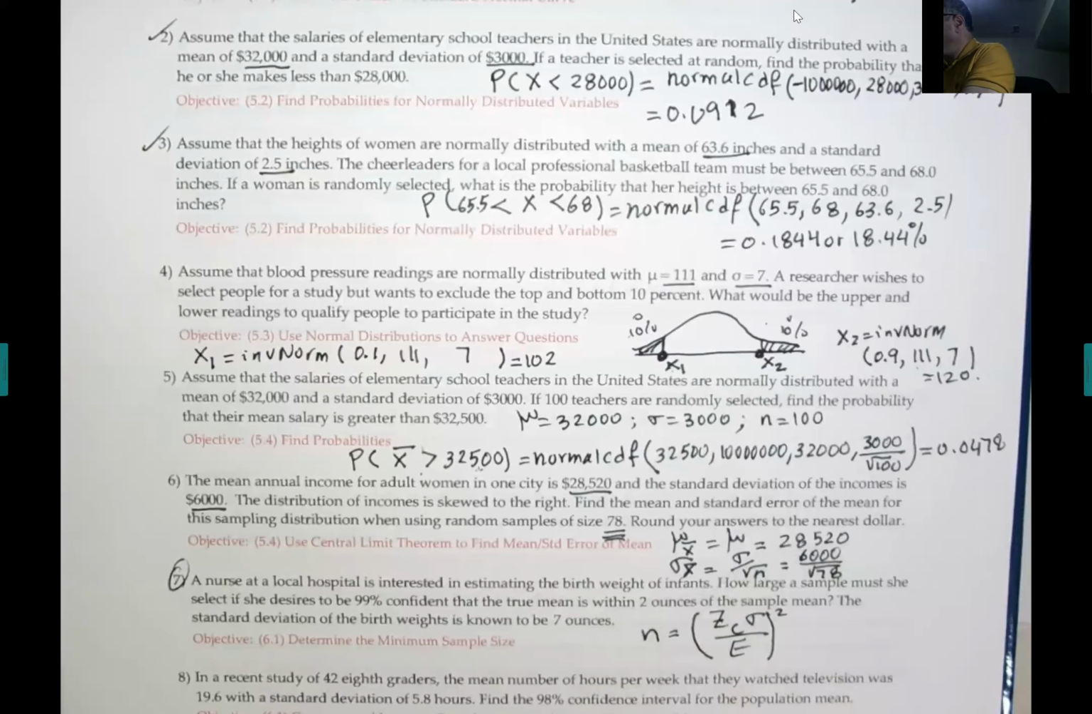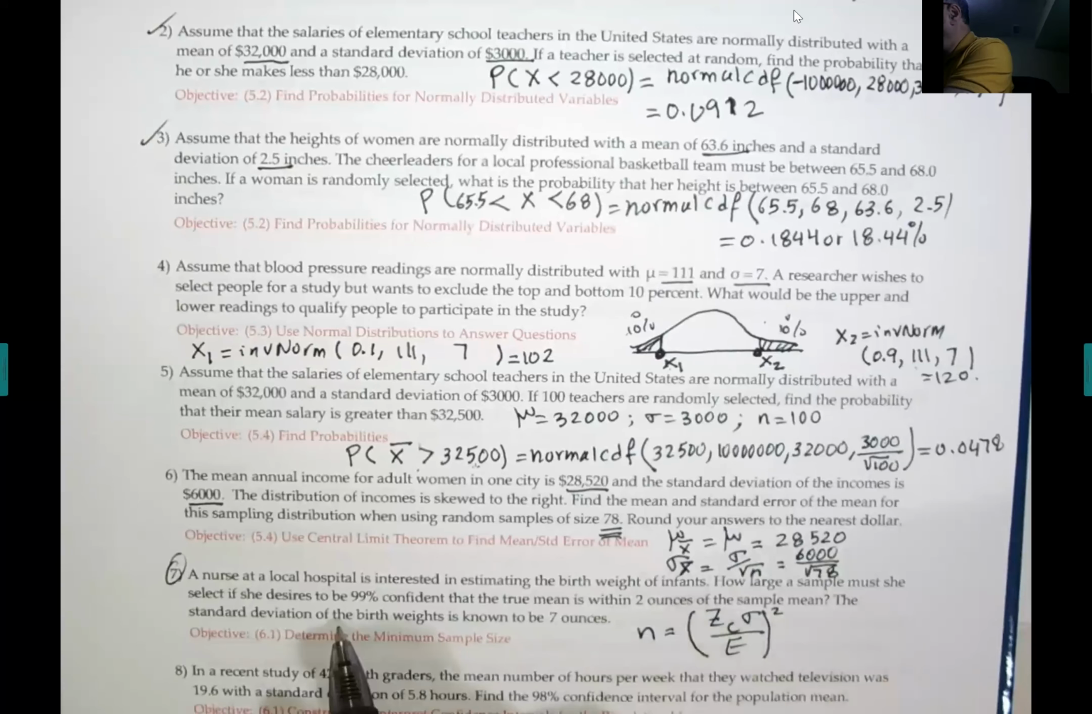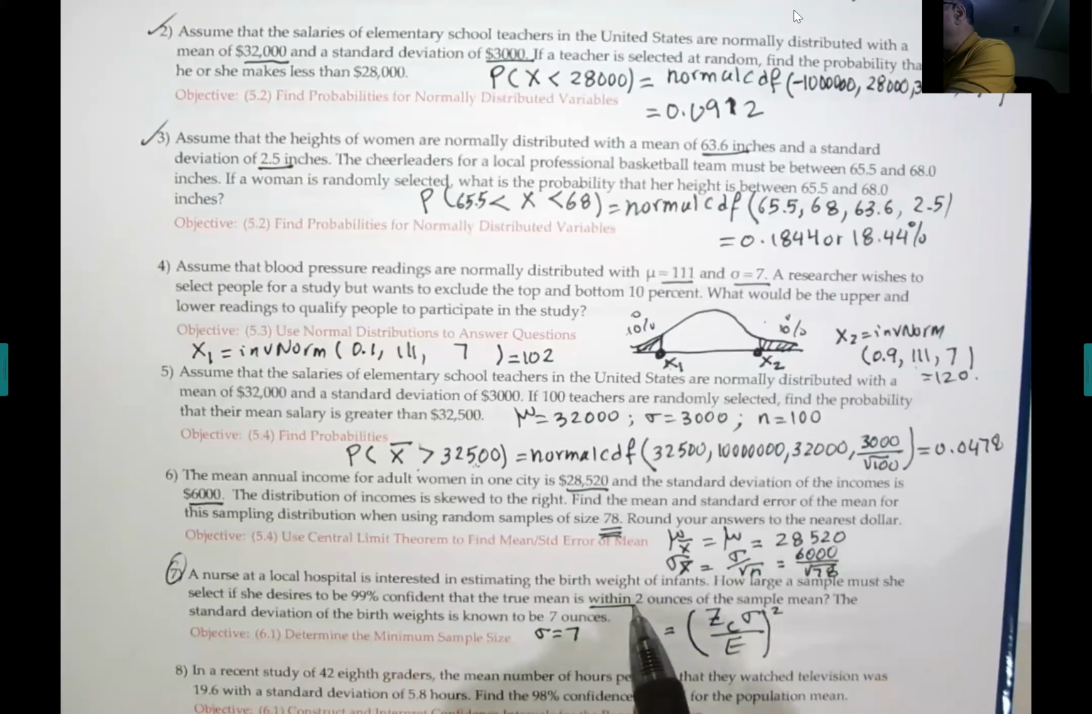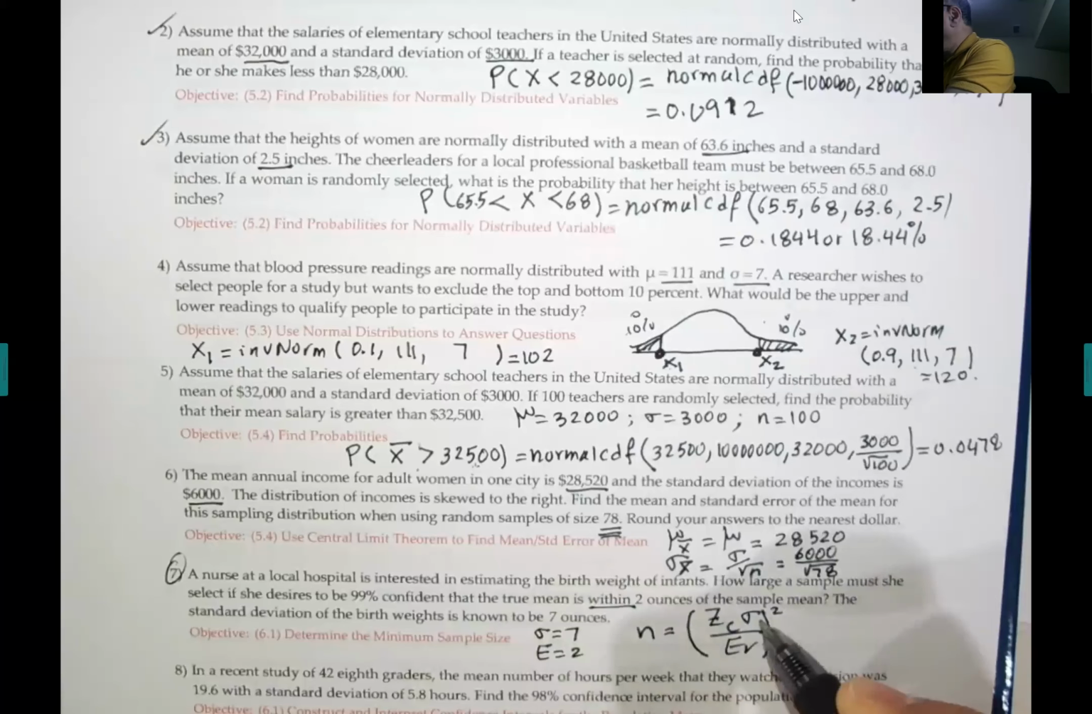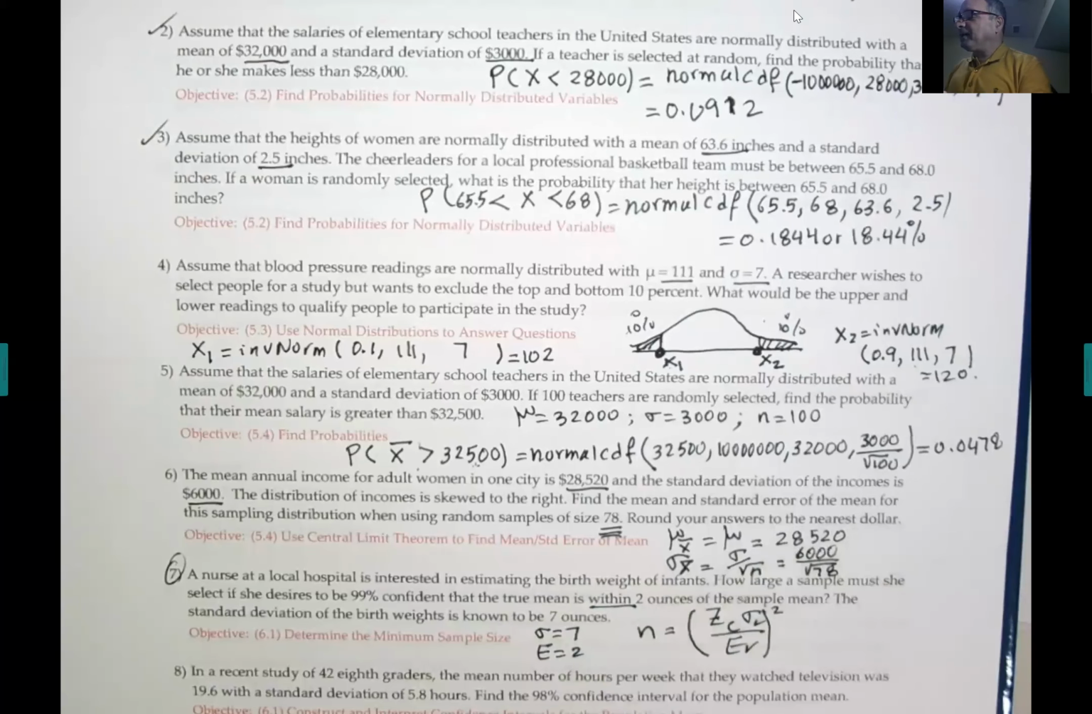Okay, let's see what we have. Do we have sigma? Yes, we have sigma. He says population standard deviation is 7. So let me write this down. Do we have E? Yes. He said he wants to be 99% confident that the true mean is within. The word within, guys, should give you a clue that this is the margin of error, 2 ounces. So we have E, we have sigma. Oh, I still need Z. Z is the critical value based on the confidence level, 99%.